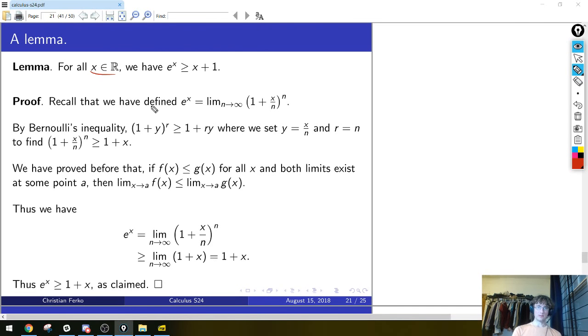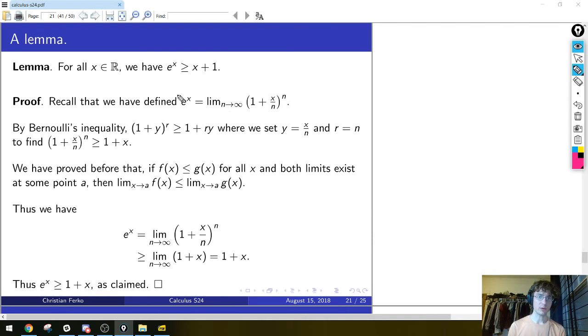Okay, another lemma. Now, for any real number x, it is also true that e to the x is at least as big as x plus 1. This is actually, some textbooks define the number e by saying it's the unique number such that this inequality is true for all x, which I think is a very funny roundabout definition, but it's actually true that there's only one number which has that property.